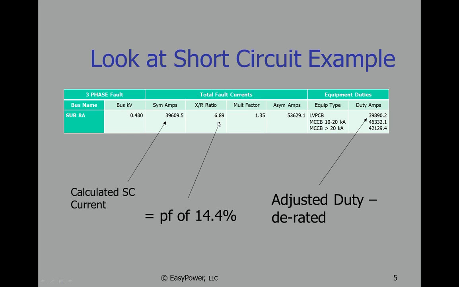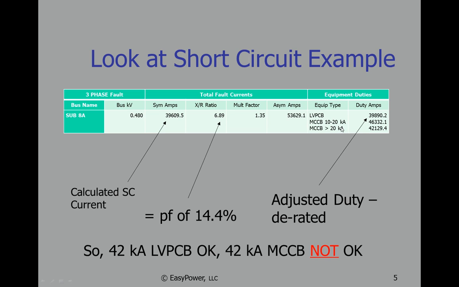Remember, we said that low voltage power circuit breakers are tested at a power factor of 15%. But in this case, the actual power factor is 14.4%. So that's lower than the minimum power factor test value. Because of that, we have to increase the amps slightly to compare against the circuit breaker rating. So we calculated 39,609. EasyPower is saying what you really need to use is 39,890, just slightly higher, because I'm slightly below 15%.